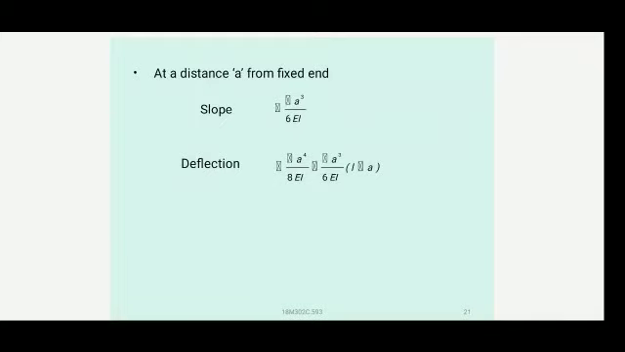For the uniformly distributed load up to a distance of A from the fixed end, the slope is equal to WA cube by 6EI. The deflection is equal to WA to the power of 4 by 8EI plus WA cube by 6EI into (L minus A).